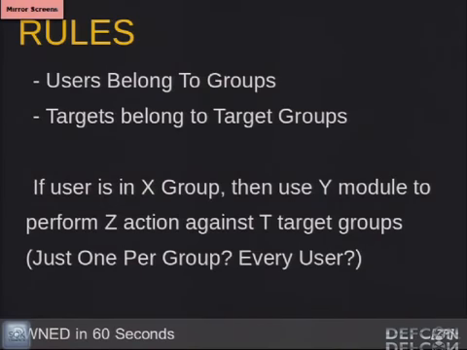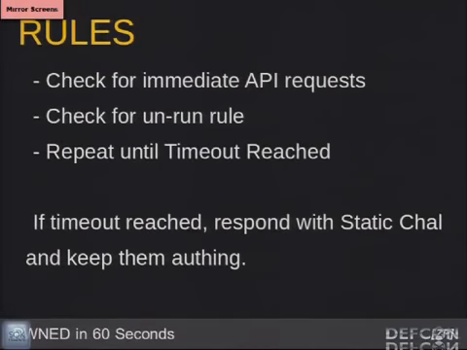So we write these rule sets basically to say if a user is in this group and they're in this module, perform this action against these targets. And should we do it just once or per every user? I'll show that in a second. The rule sets go through this sequence of automatically looking for these API requests and looking for these rules, and keep doing it until it times out. And if it times out, keep the user authenticating by not letting them time out and disconnecting them, but doing a stack challenge.